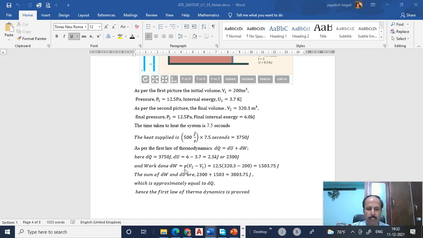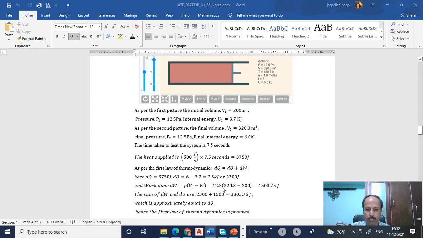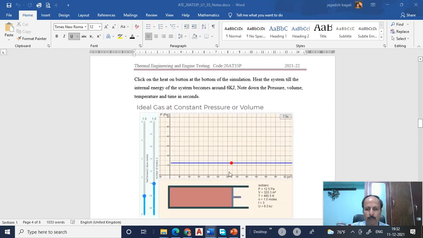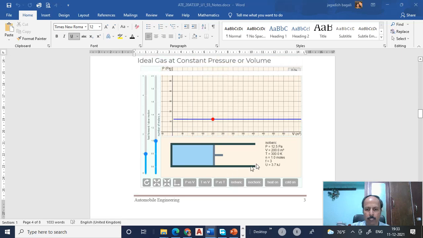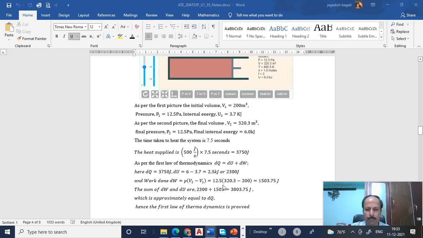Since the pressure is kept constant, work done is P into V2 minus V1. P is 12.5. V2 is the final volume when the heating stopped, 320.3 meter cube. That I have used here. The initial volume before heating was 200 meter cube. That I used here. I subtracted 200 from 320.3. What you get is 1503.75 joules, which was the work done.